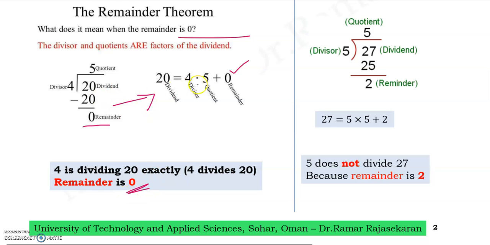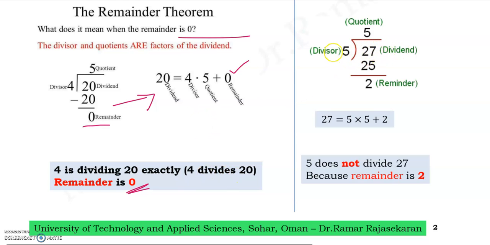In this first question remainder is 0. In other words we can say 20 is equal to a multiple of 4. You see here 20 is equal to 4 multiply 5. Here remainder is 0, so we say that 4 divides 20. Now you see the second question.